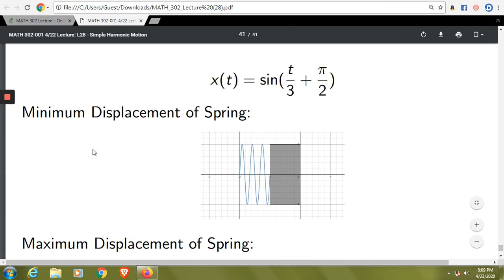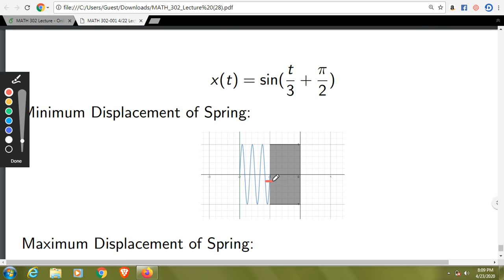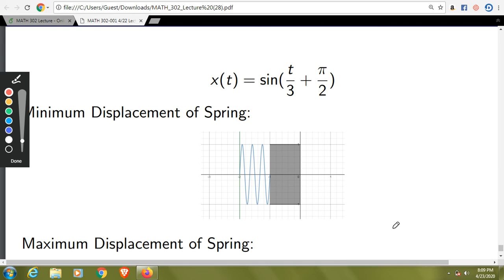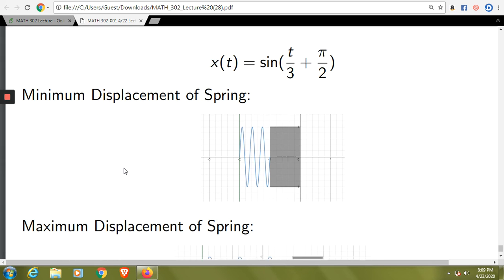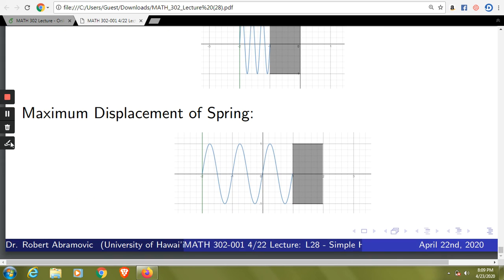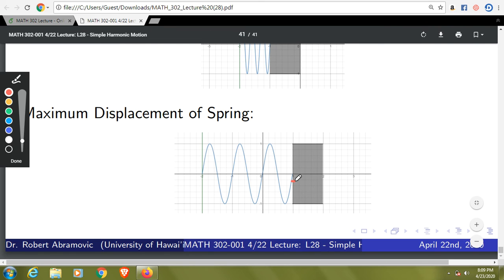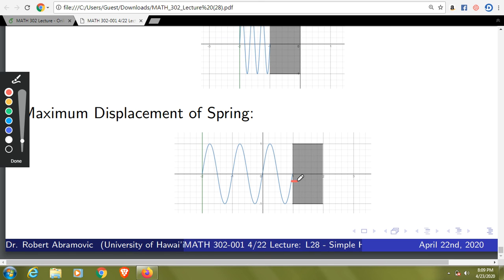So there we see the minimum displacement, -1, because -1 is the smallest number x can be. And of course, the maximum displacement is +1. That's the largest number that x can be.